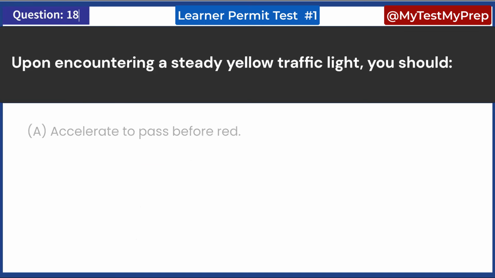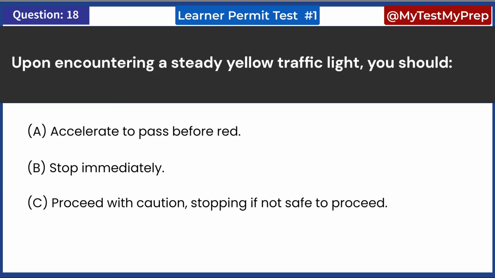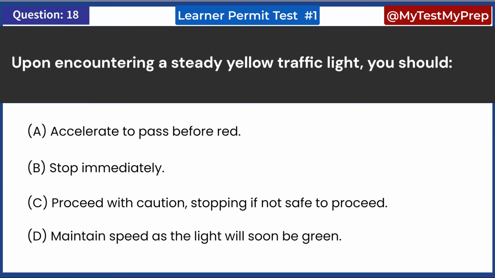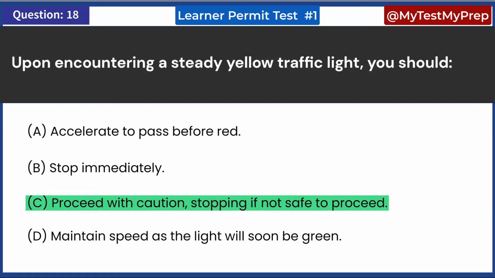Upon encountering a steady yellow traffic light, you should: A. Accelerate to pass before red. B. Stop immediately. C. Proceed with caution, stopping if not safe to proceed. D. Maintain speed as the light will soon be green. Answer: C. Proceed with caution, stopping if not safe to proceed.